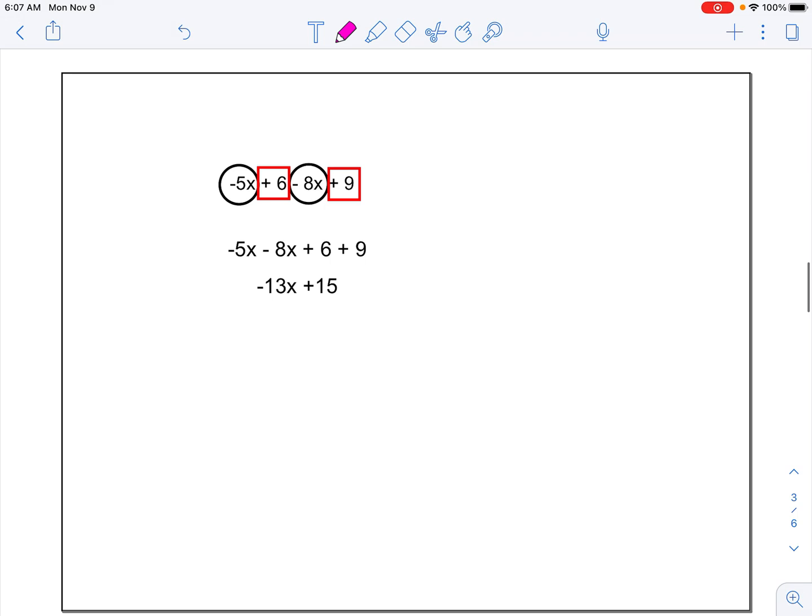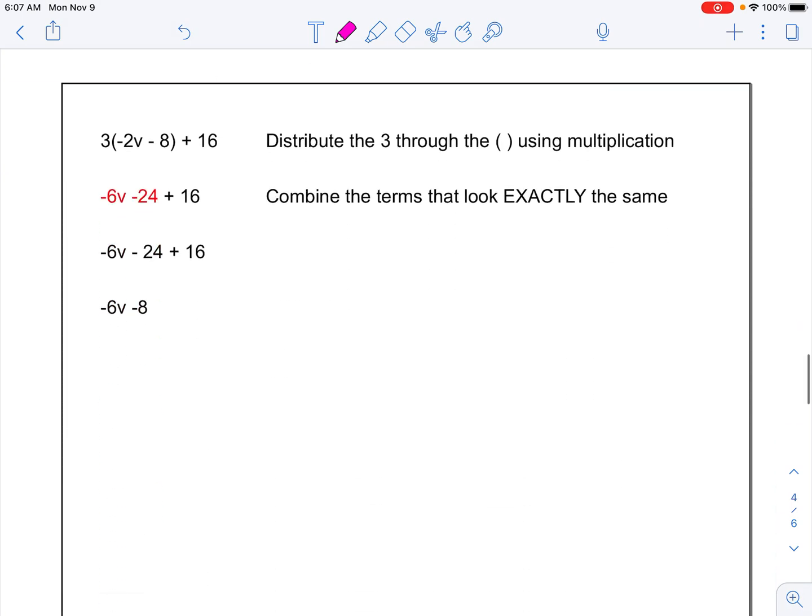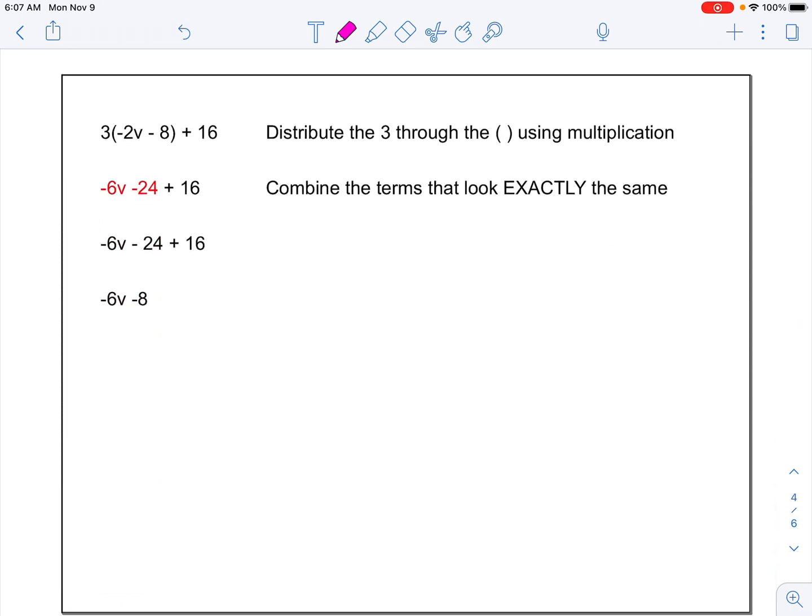When you're combining like terms, you're going to take the things that look exactly alike and put them together. So I have negative 5x and negative 8x, and then I have plus 6 and plus 9. So when I put the negative 5x minus 8x together, I have negative 13x, and then 6 plus 9 is 15. So let's put them together here.